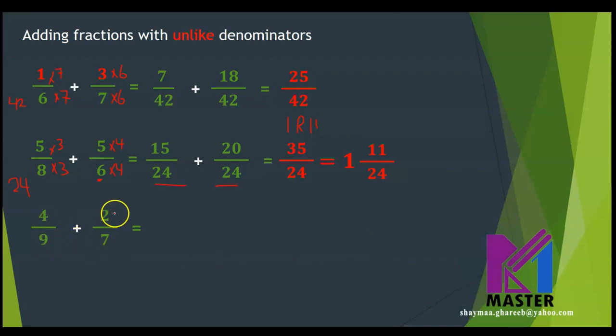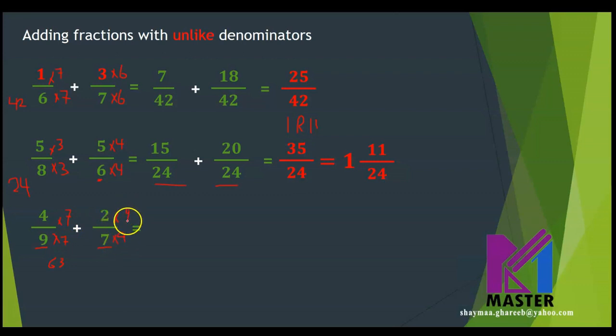4 over 9 plus 2 over 7. So I need to think of a common multiple, or the least common multiple between the 9 and the 7, which is the, what do you think? 63. So the 9 to be 63, I will multiply it by 7 up and down, and the 7 to be 63, I will multiply it by 9 up and down.